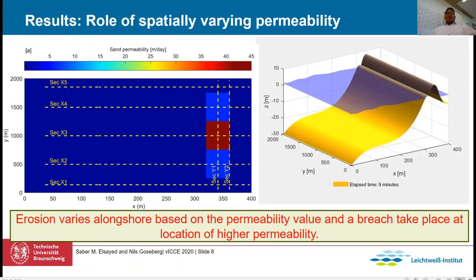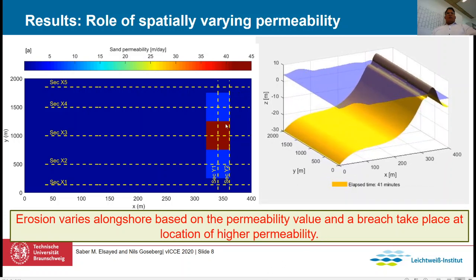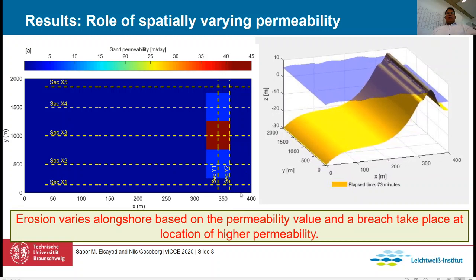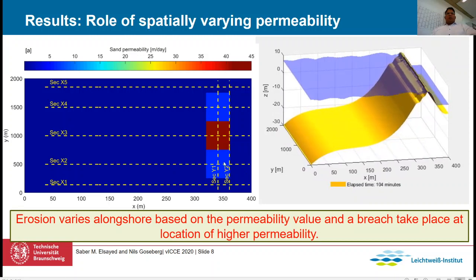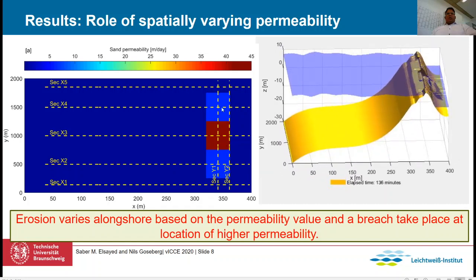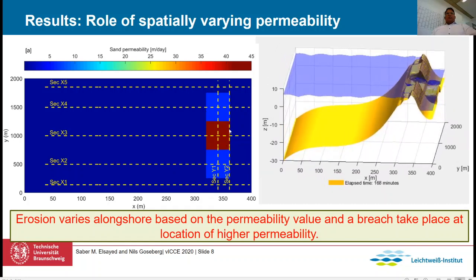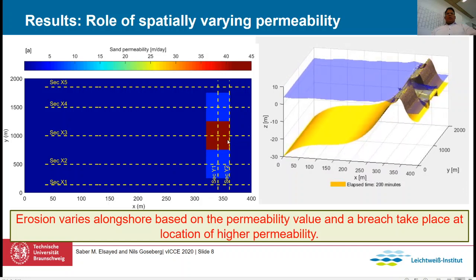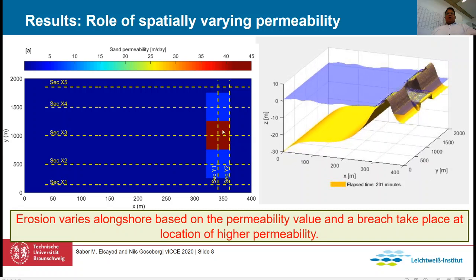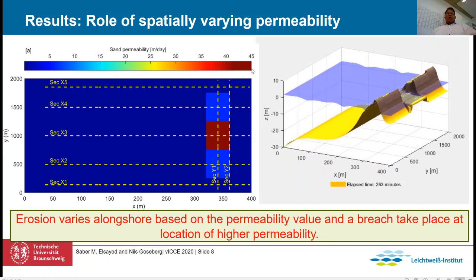So here we are considering that permeability is varying alongshore at the dune location, as we see here in this photo. We assume at the middle of the case study a high value that reaches 45 meters per day, and then we reduce the permeability in these two locations, and then we assume uniform permeability with a very low value all over the model, as we see here in the photo.